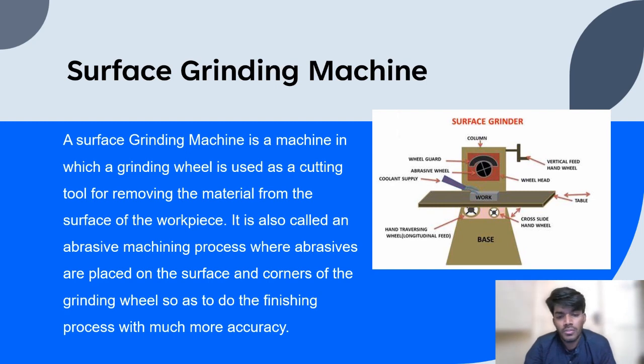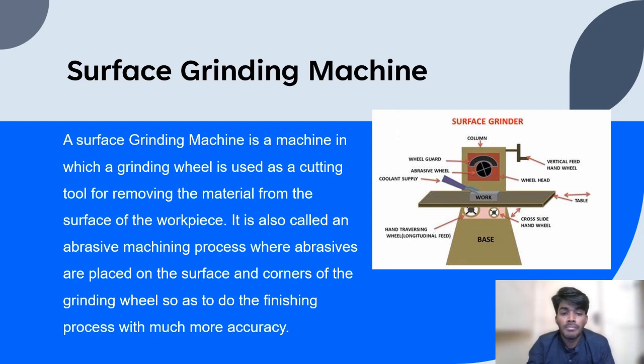Some of the uses of a surface grinding machine are grinding flat surfaces, grinding vertical surfaces, grinding slots, grinding angular surfaces, grinding radius, and cutting off. And we can see there are several parts in this grinding machine, and let me explain some of the parts.